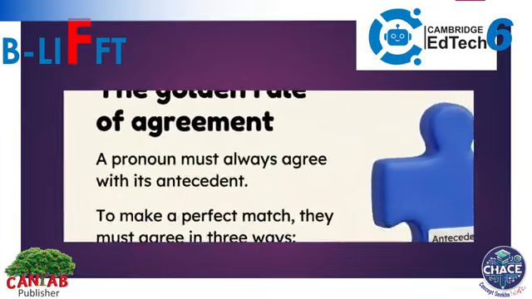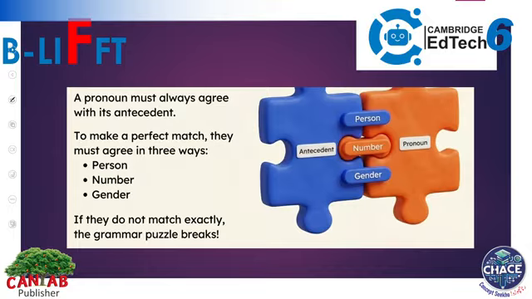The golden rule of agreement: a pronoun must always agree with its antecedent. To make a perfect match, they must agree in three ways. First, agree with the person, then number, then gender. If they do not match exactly, the grammar rule is not followed.